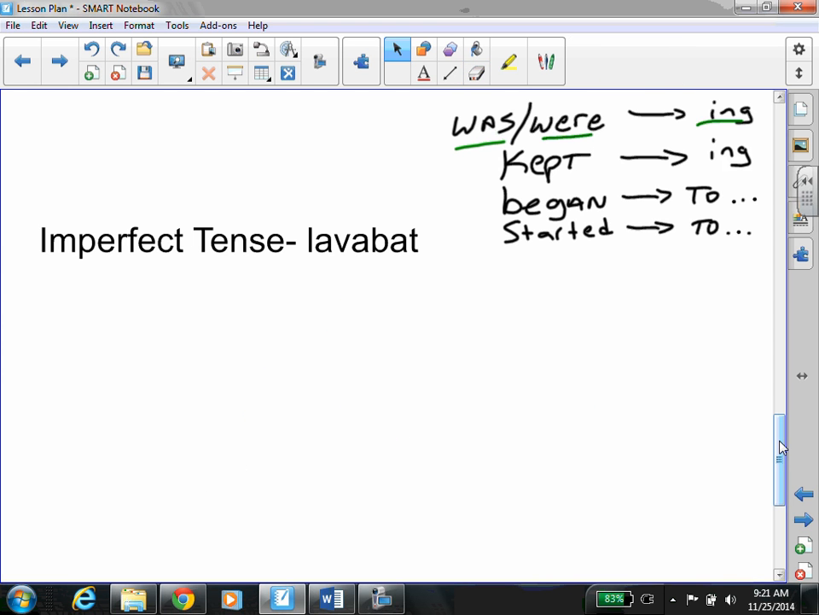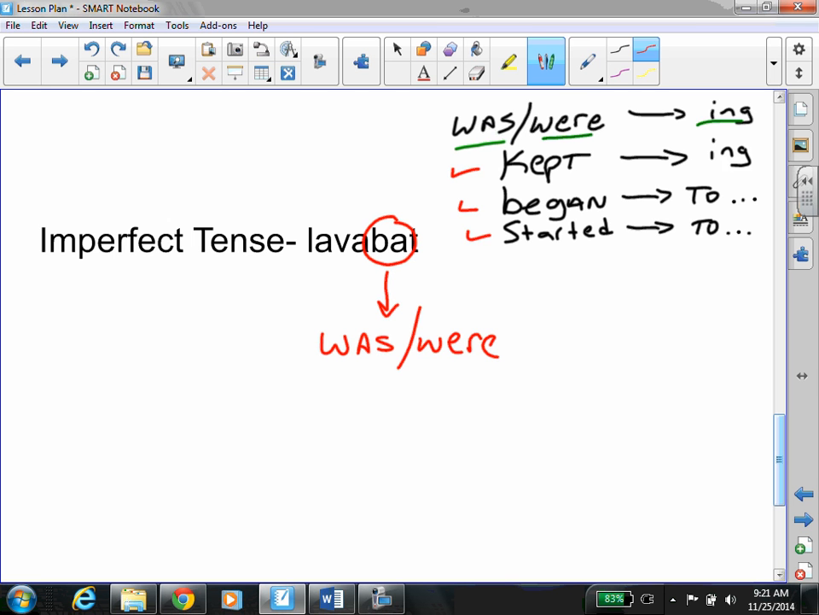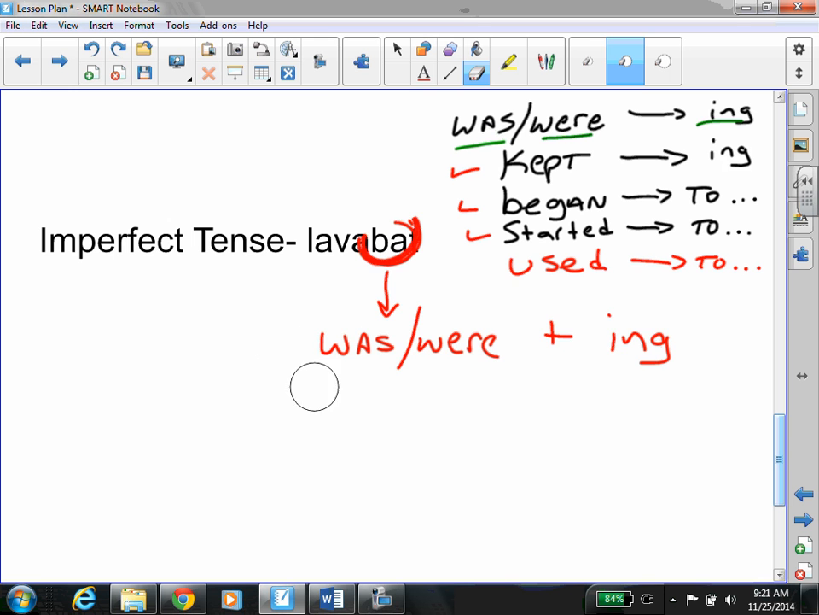If it were me, I always translate ba as was or were. Then, after I've done that, if kept, began, or started needs to be used instead, I will change it. But ba is was or were plus the ing form. That's the best way to remember it. You can also say used. I think that's what your book is using. Used plus to wash as well. Should have added that one. The key is continuation of action.